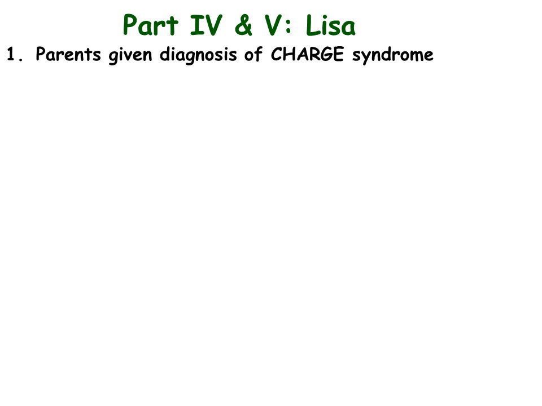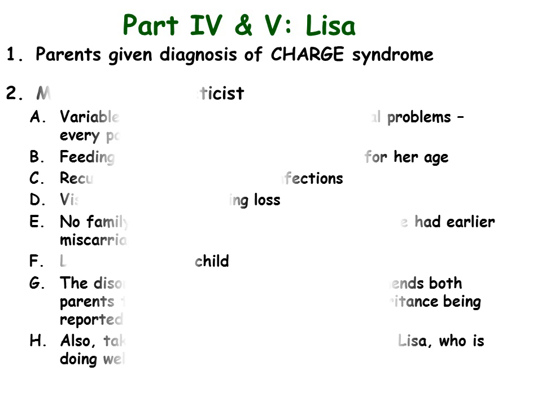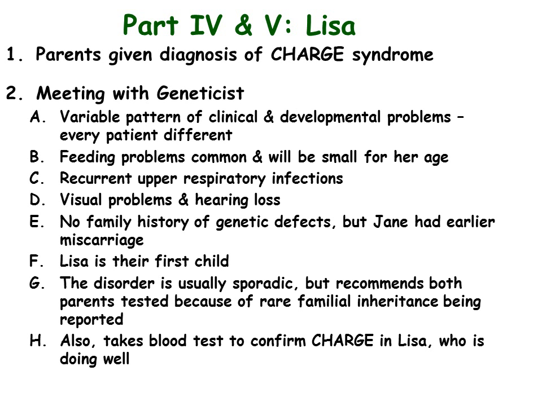So, the parents are told that Lisa has CHARGE syndrome, and they meet with the geneticist. And the geneticist explains that CHARGE syndrome has a very variable pattern of expression. And not all of the things that stand for CHARGE are seen in every single patient. However, feeding problems seem to be common, and she's just going to be small for her age. She might be at recurrent risk for upper respiratory infections, in part because of the small nasal passages.